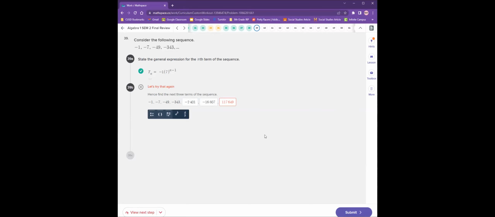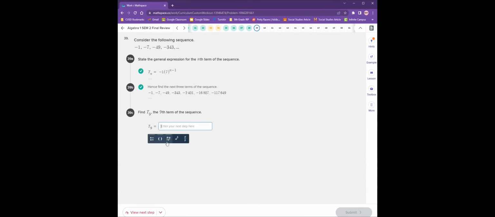Oh, I forgot my negative. Here we go. Find the ninth term of the sequence. So n becomes 9. Then T of 9 equals negative 1 times 7 to the power of n minus 1. So that's negative 1 times 7 to the 8th, which is negative 5,764,801.